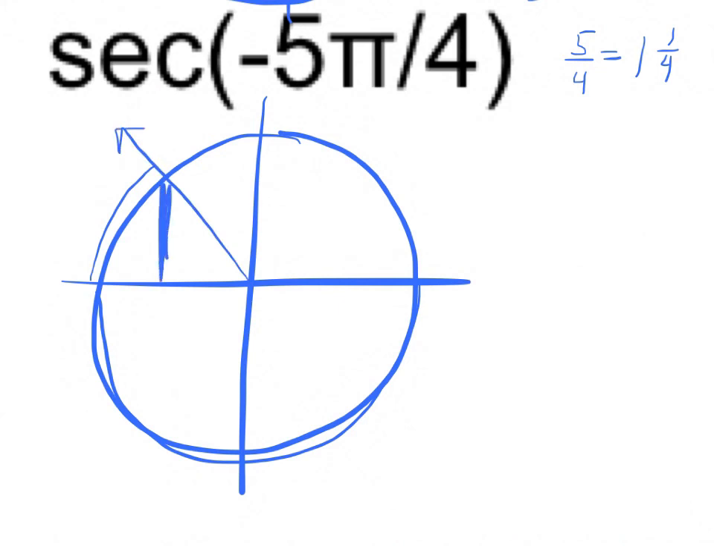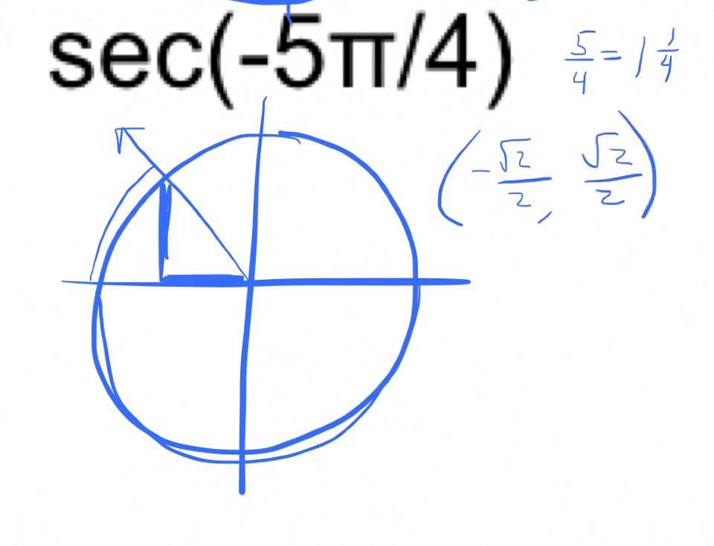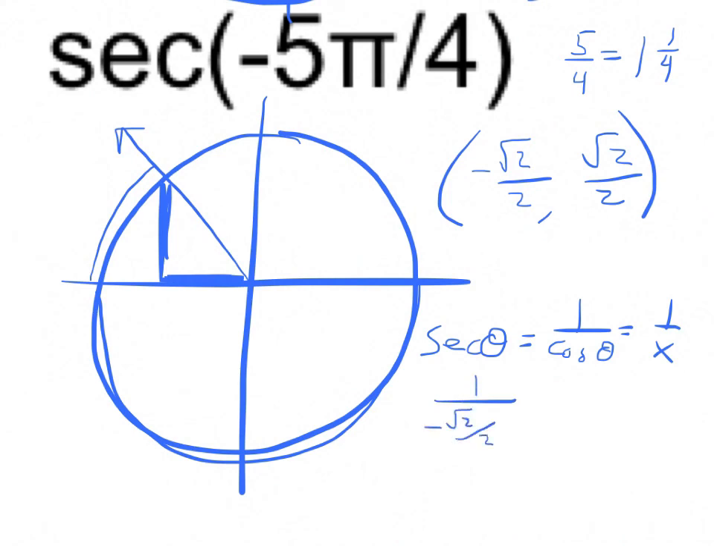The x and y coordinates here seem to have the same length. The only difference is that the x one is negative, the y one is positive, and the last thing we have to do is the business of secant being 1 over cosine, which means it's 1 over x. So we're looking at 1 over negative root 2 over 2, which will transform into negative 2 over root 2, which if we simplify is just negative root 2. That is the secant of negative 5 pi over 4.